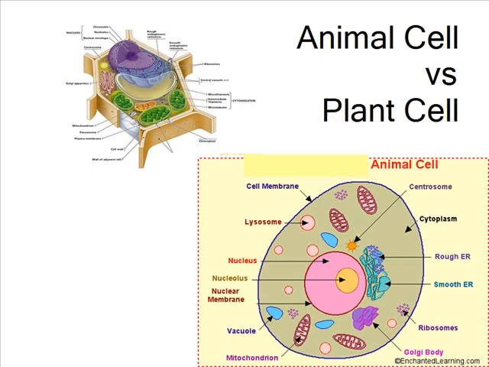The differences between animal and plant cells are that plant cells have cell walls, which animal cells do not. Plant cells contain chloroplasts, while animal cells do not need chloroplasts and do not have them. But animal cells do have lysosomes and centrioles. But obviously, as you just learned, plant cells do not have either of those organelles.